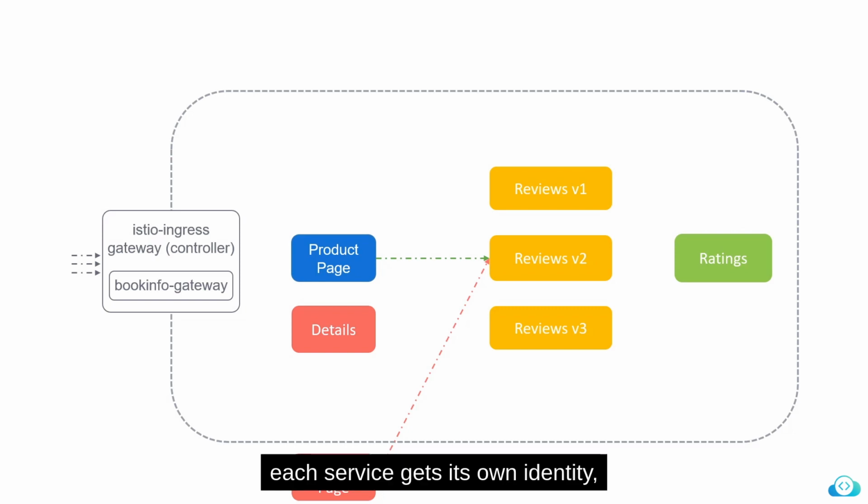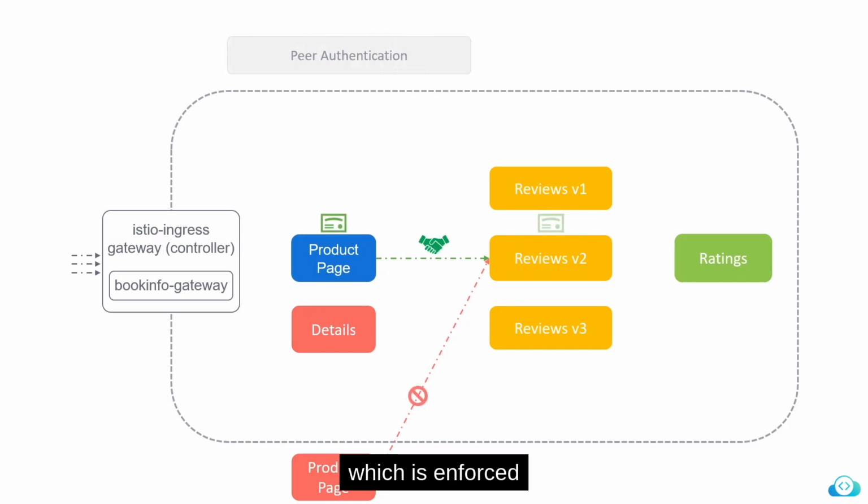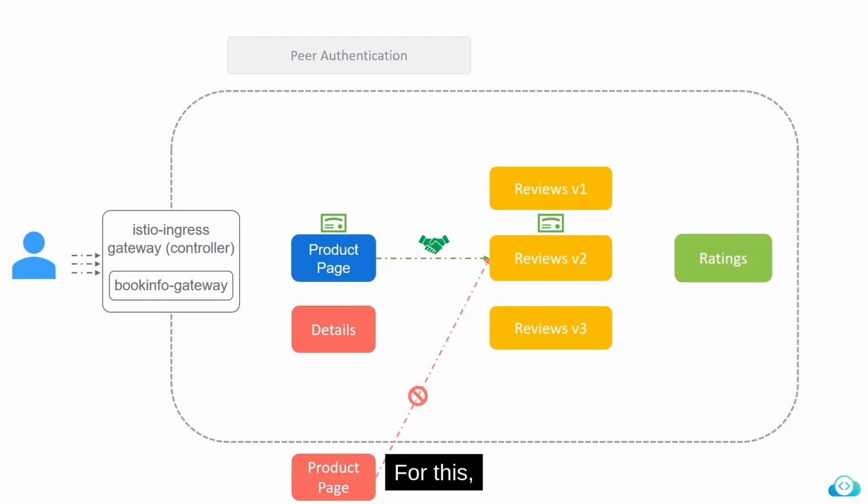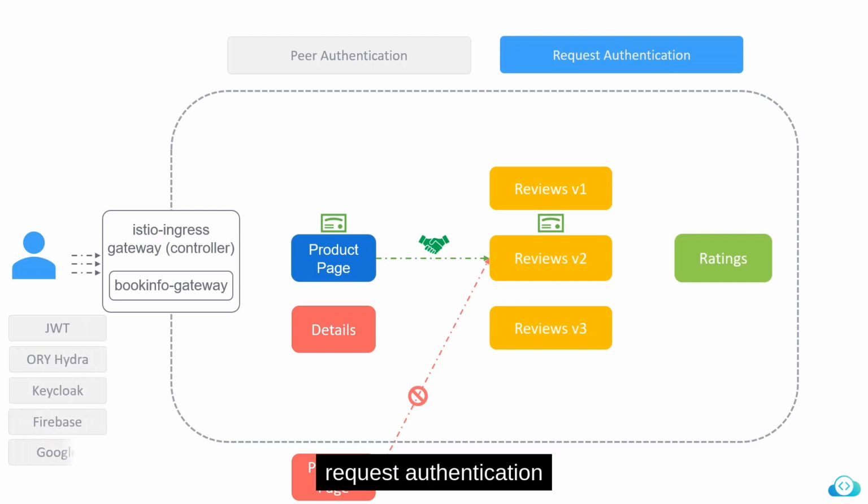With mTLS, each service gets its own identity, which is enforced using certificate key pairs. The certificate generation and distribution are all managed automatically by Istiod. So there's nothing extra that you have to do on the services. Another area to be authenticated is the end user's access to services. For this, Istio supports request authentication using JSON Web Token validation or OpenID Connect providers, some of which are Ory Hydra, Keycloak, Firebase, or Google.